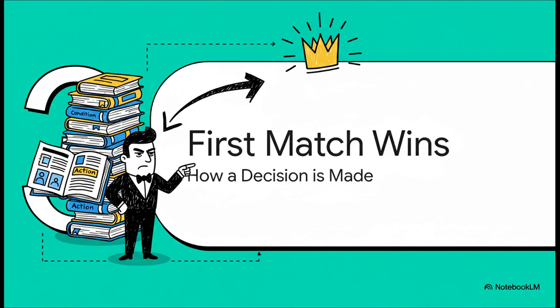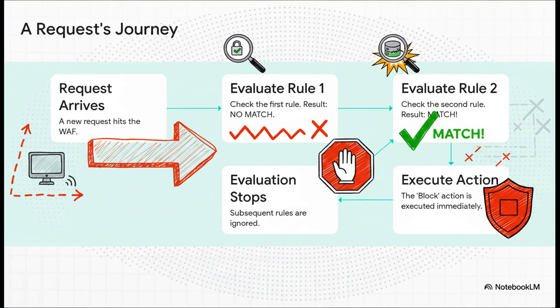Okay, so we've got a rulebook, and it's filled with all these condition-action pairs. But in what order does our bouncer check them? I mean, a request could match multiple rules, right? This brings us to the most critical piece of WAF logic there is, the evaluation process. It's all about priority. And this shows you exactly how it works.